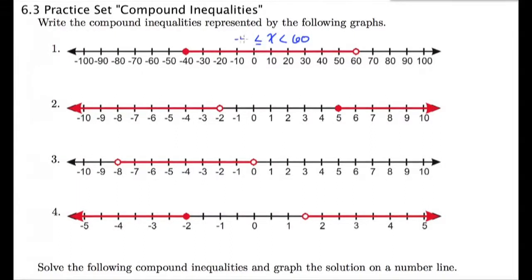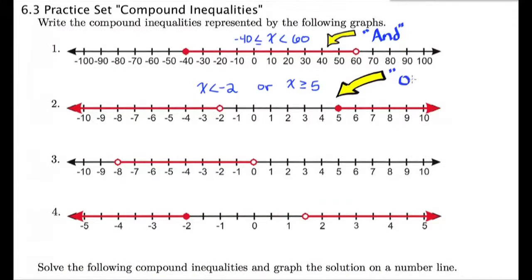Number one's an "and" type because we're saying x is greater than or equal to negative 40 and less than 60. So we know it's less than 60 because there's an open circle, and we know it's greater than or equal to negative 40 because of the closed circle. Number two is an "or". We're saying that x is less than negative 2 or x is greater than or equal to 5.